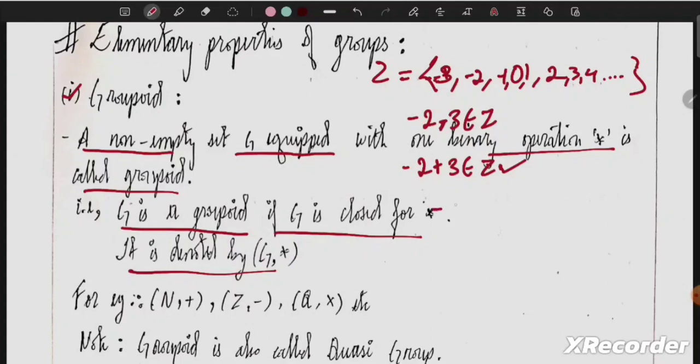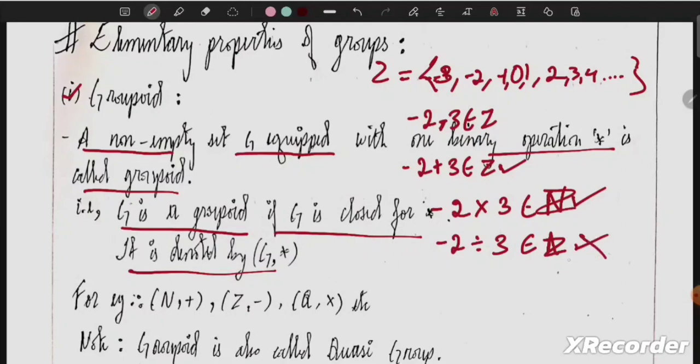Now let's see for the multiplication operation. Even in this case, the end result is an integer itself, so it satisfies the closed property. But for the division operation, the result is not an integer, so in this case it is not closed.